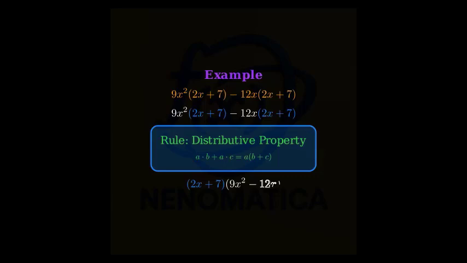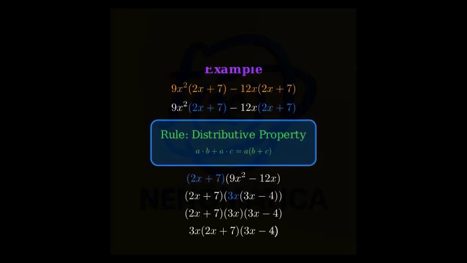So we can factor out the common term 2x plus 7, and we get the expression 2x plus 7 times the quantity 9x^2 minus 12x. Now, we can further factor the expression inside the parentheses. 9x^2 minus 12x has a common factor of 3x. So, factoring out 3x, we get 3x times the quantity 3x minus 4. Therefore, our final answer is the quantity 2x plus 7 times 3x times the quantity 3x minus 4, which simplifies to 3x times the quantity 2x plus 7 times the quantity 3x minus 4.